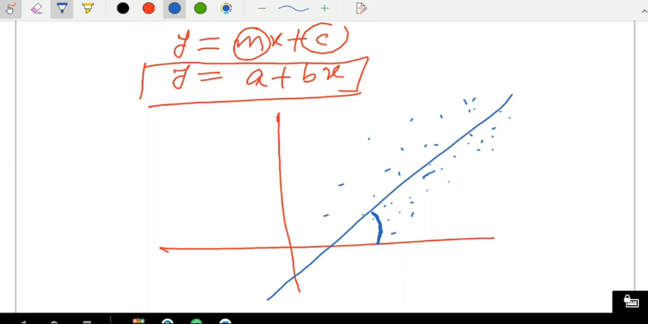And a is nothing but the intercept on the y-axis. So this is called the value of a. I just marked it here in black color. Okay, this is a and this is called the slope. Slope means theta, angle, so that is equal to tan theta. Don't worry about this; you have to think about the slope of the line. So b is nothing but the slope you can think of, and a is the intercept on the y-axis.